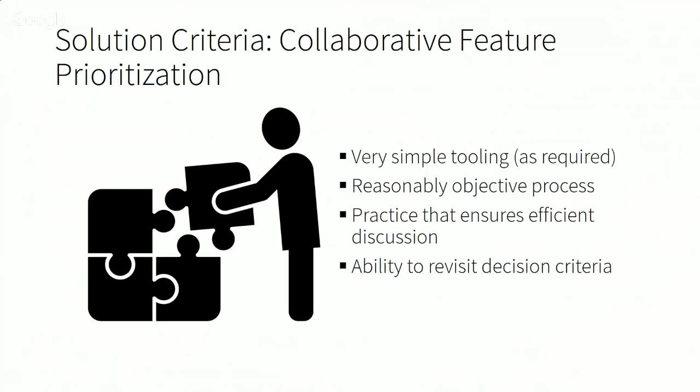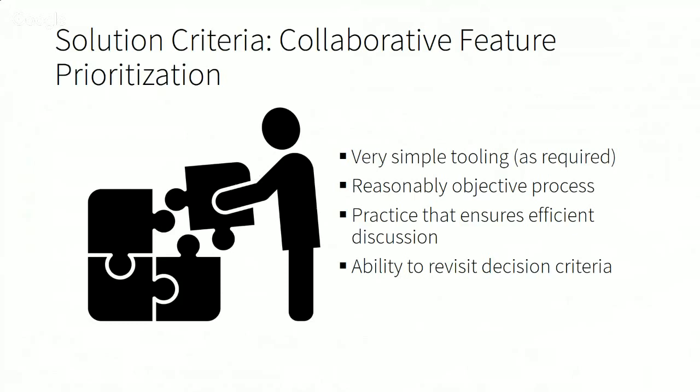So when I started thinking about the solution to this problem, you can think of what I talked about on the previous slide as almost like a problem statement. What I wanted was some kind of tooling, something to record information. It had to be super simple. I didn't want a customized tool. It needed to be reasonably objective, this process for prioritizing. I wanted a practice around it so that it would be repeatable, so that we could learn, so that we could mature.